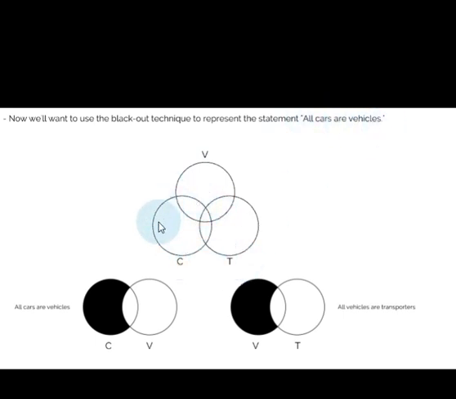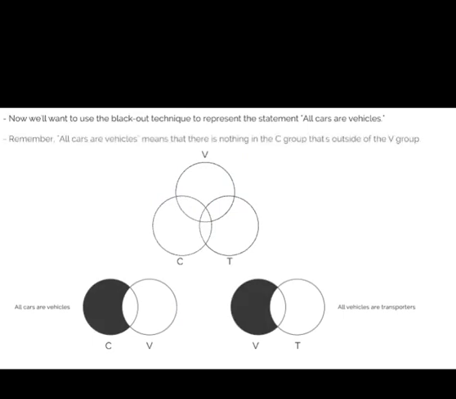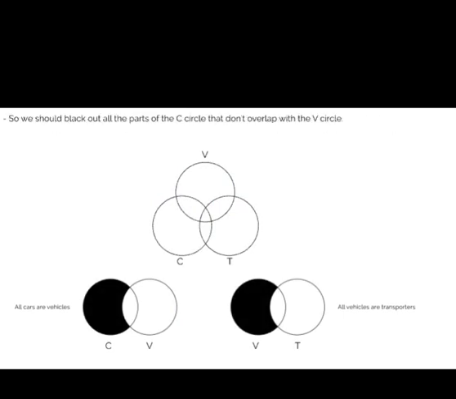Now, we know that when you have a universal affirmative statement, you cross out, you black out everything in the car circle that's not in the vehicle circle. Like that. Including this little middle area. Because if that was left open, that would allow for the possibility that there are cars that are not vehicles. Right? But the statement is saying all cars are vehicles. So we have to stick to that. Do you see? It's very important that you get that.